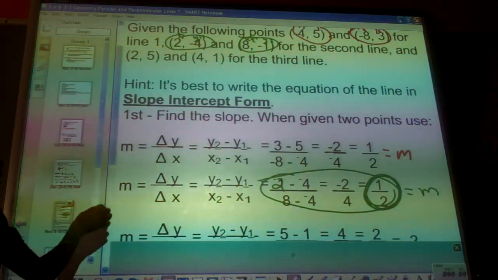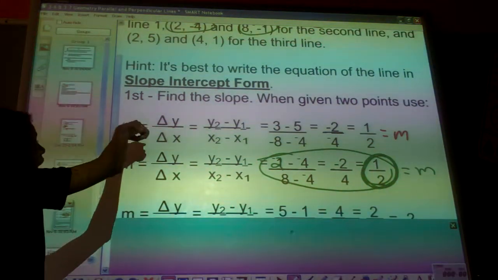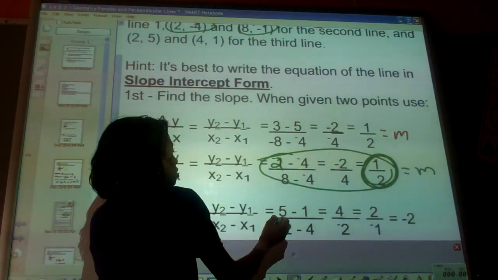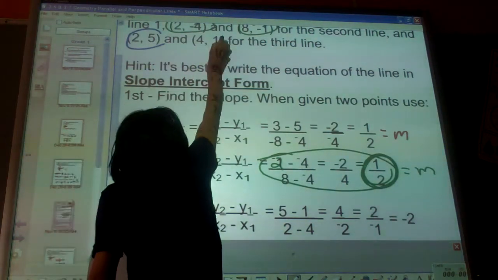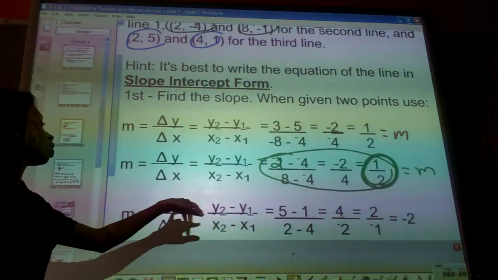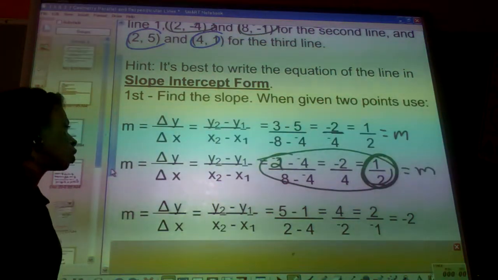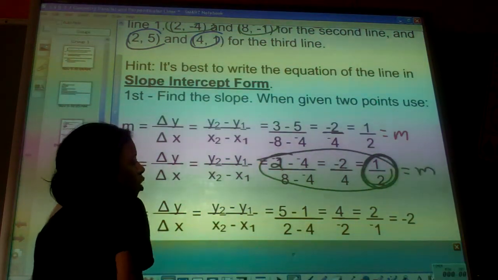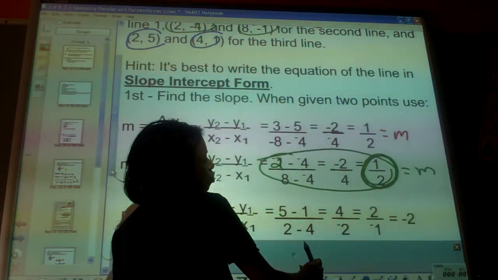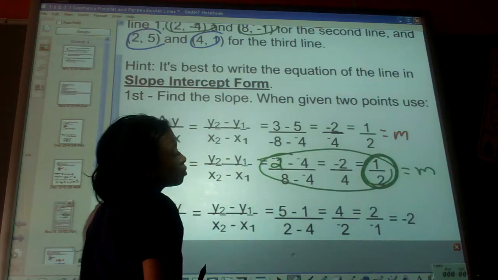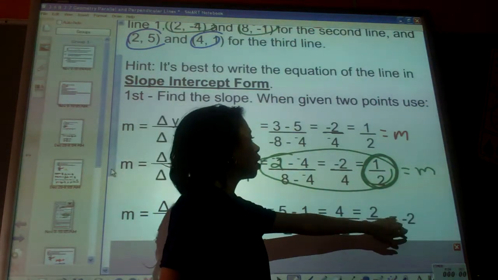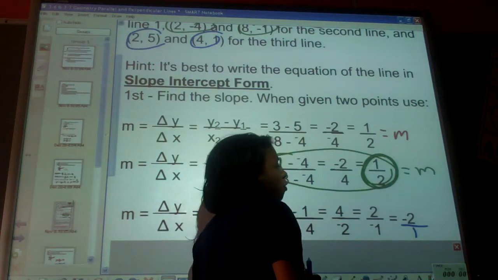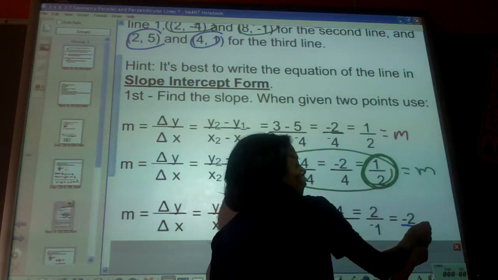And if you look at the third line, which I'll make blue, the 2, 5, and 4, 1 on there, same thing: delta y over delta x, y sub 2 minus y sub 1 over x sub 2 minus x sub 1, would be 5 minus 1 divided by 2 minus 4, which is 4 over negative 2, and this will be a negative 2. And the question is, what is it in relationship to these two? This is the negative reciprocal, because it's a negative 2 over 1. That's how I get a negative 2 for m.